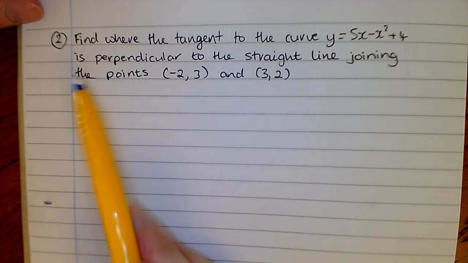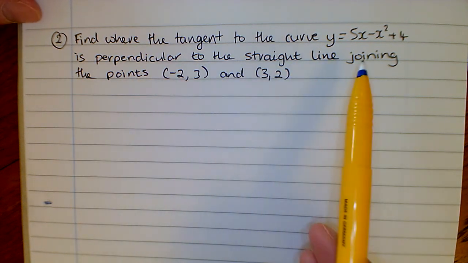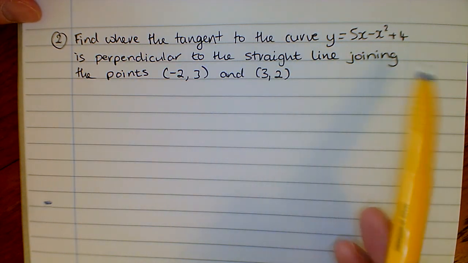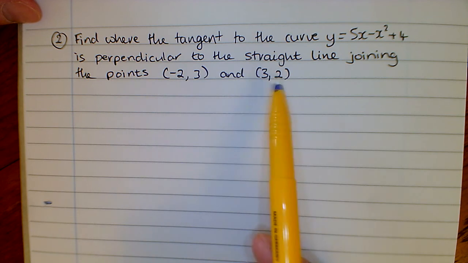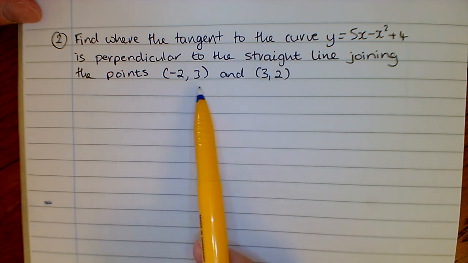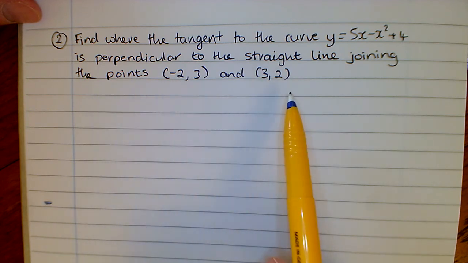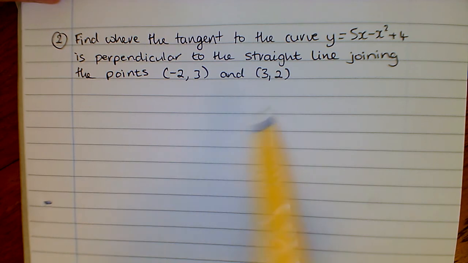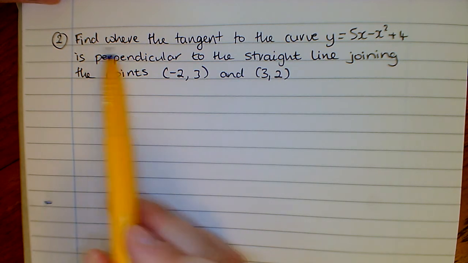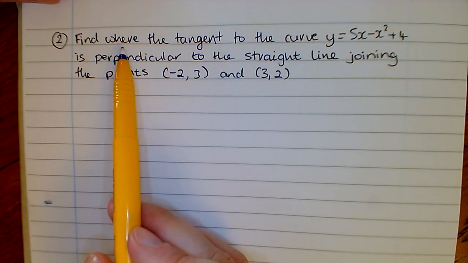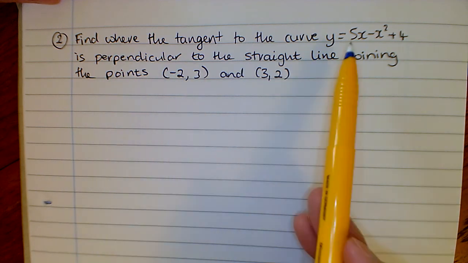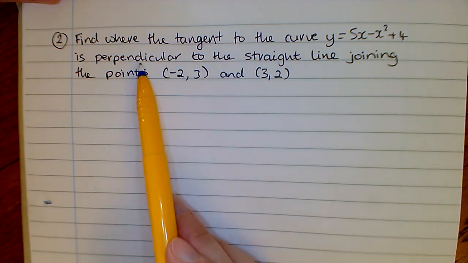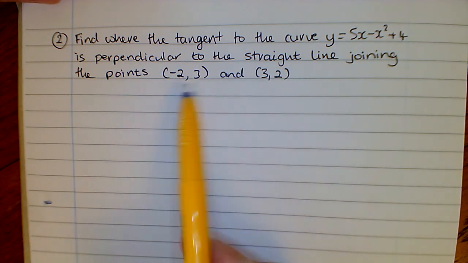Okay, our second one. Find where the tangent to the curve y equals 5x minus x squared plus 4 is perpendicular to the straight line joining the points minus 2, 3 and 3, 2. Okay, so you have a lot of information here. So again, it's asking us find where, so we're looking for coordinates as our answer. Okay, now we want the tangent to this curve to be perpendicular to the line joining these points.